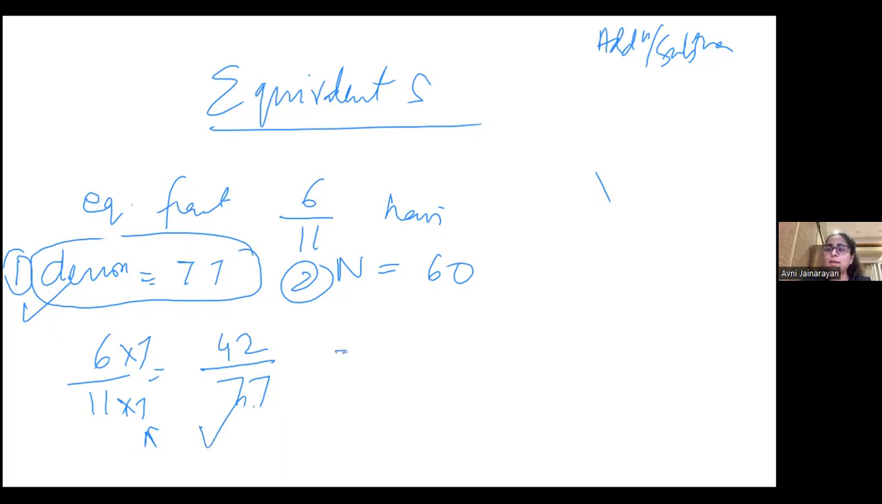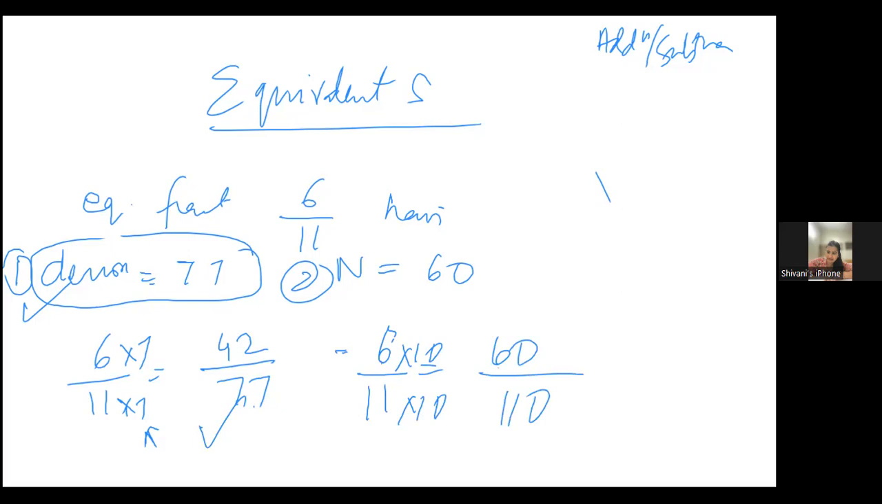Now second करते हैं. Do you want to do it with me, Deepika or Shivani? आपको मेरे साथ करना है? Yeah, all right. 6 upon 11. Numerator is 60. Now you do it. क्या किया होगा मैंने 6 को कि 60 आया? 60. 6 multiply by 10. Good and then 11 by 10. 60 by 110. Perfect.